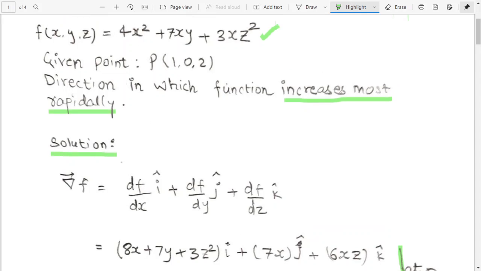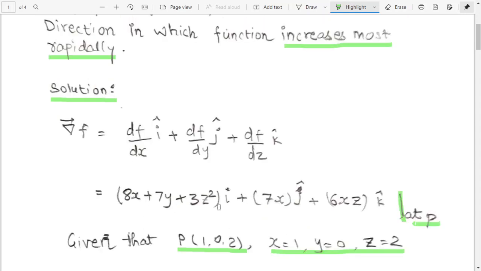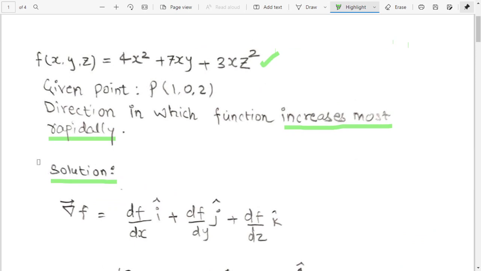If you take the derivative of 4x square with respect to x, and so on for the function, you will get 8x plus 7y plus 3z square in the i direction, because these derivatives are calculated with respect to the direction x. Similarly, the derivative with respect to y in the direction of j is 7x, and in the direction of k you will get 6xz. Basically, you need to calculate the derivative of the given function with respect to x, y and z.